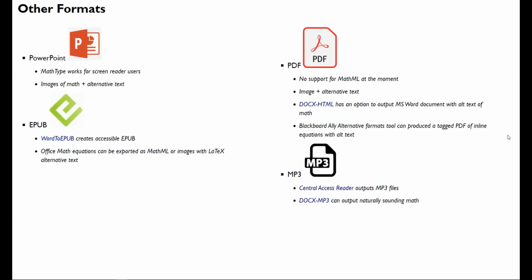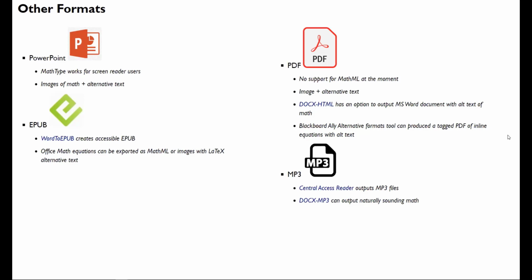There's a tool called Word to EPUB that you can install that will be added to your Microsoft Word program, and then you can directly export to EPUB from there. And any Office math equations will be exported to MathML in the EPUB. And then the EPUB could be read by a reading system like Thorium Reader, which will read out loud, which renders the MathML by MathJax, and screen reader users can read it.